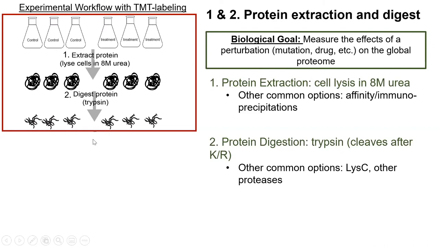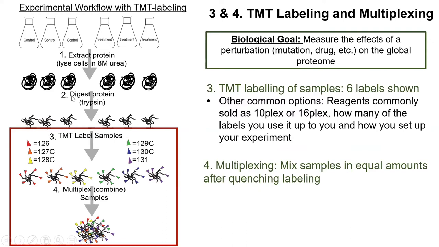Okay, and so you have your peptide samples from each of your biological samples. So you're ready to TMT label them. Here, I have six samples shown, so I'm going to use six TMT labels. I'm showing six. These are now commonly sold as either sets of 10 or even now up to 16. So again, how many labels you use is up to your experiment.